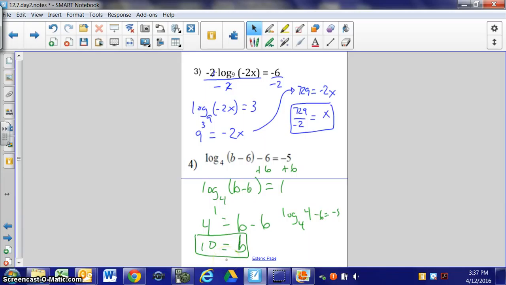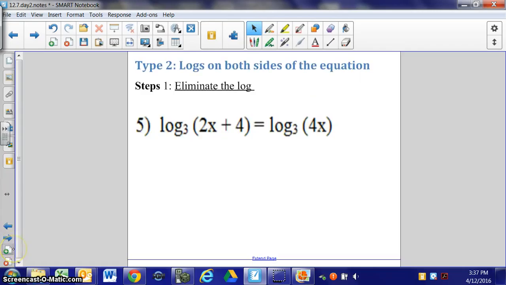So not too bad. When you only have one logarithm, simply isolate it, get everything else over to the other side, and then convert to exponential form. But what happens if you have logs on both sides of the equation?